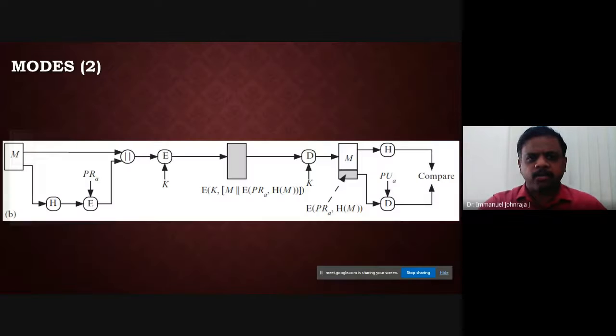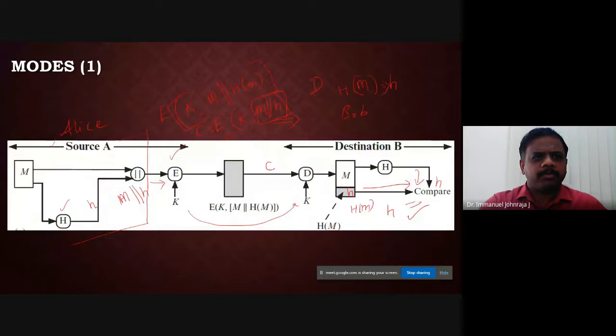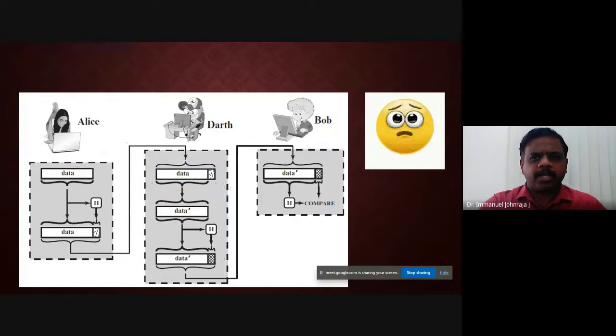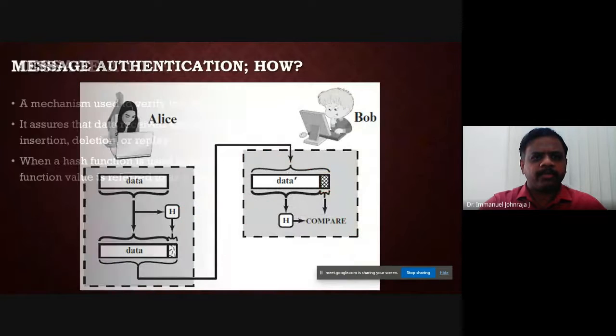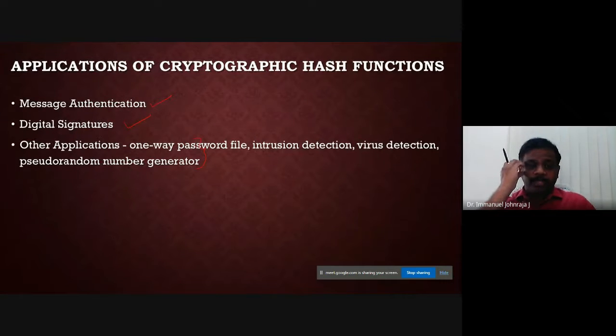I think my slides are over, but I have a page to talk about the applications. I hope I have it somewhere. Mm, here. So what are the other applications?